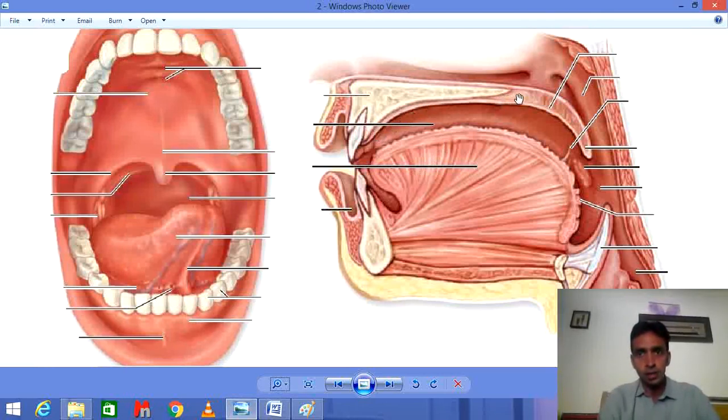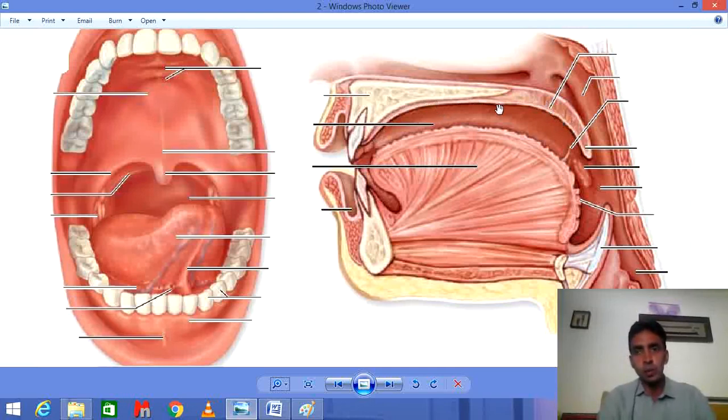From this area to this area, this is called the hard palate. You can detect it with the help of your tongue. If you touch your tongue to the hard palate, you will observe it as hard, and this area will be observed as soft. This is the soft palate, where there is no bone. This is the hard palate, where there is a bone. This is actually the maxilla. Where there is maxilla, there is the hard palate, and where there is no bone, there is the soft palate.